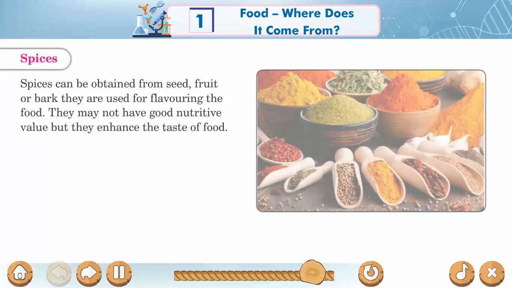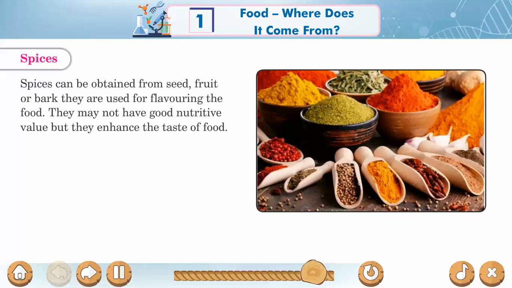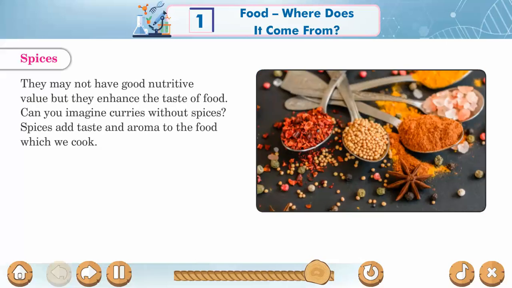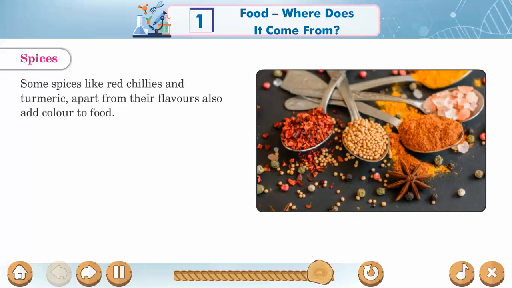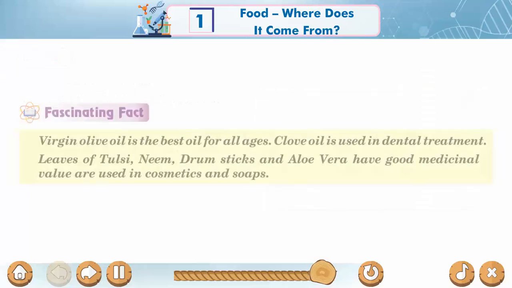Spices. Spices can be obtained from seed, fruit or bark. They are used for flavoring the food. They may not have good nutritive value, but they enhance the taste of food. Can you imagine curries without spices? Spices add taste and aroma to the food which we cook. Some spices like red chilies and turmeric, apart from their flavors, also add color to food.